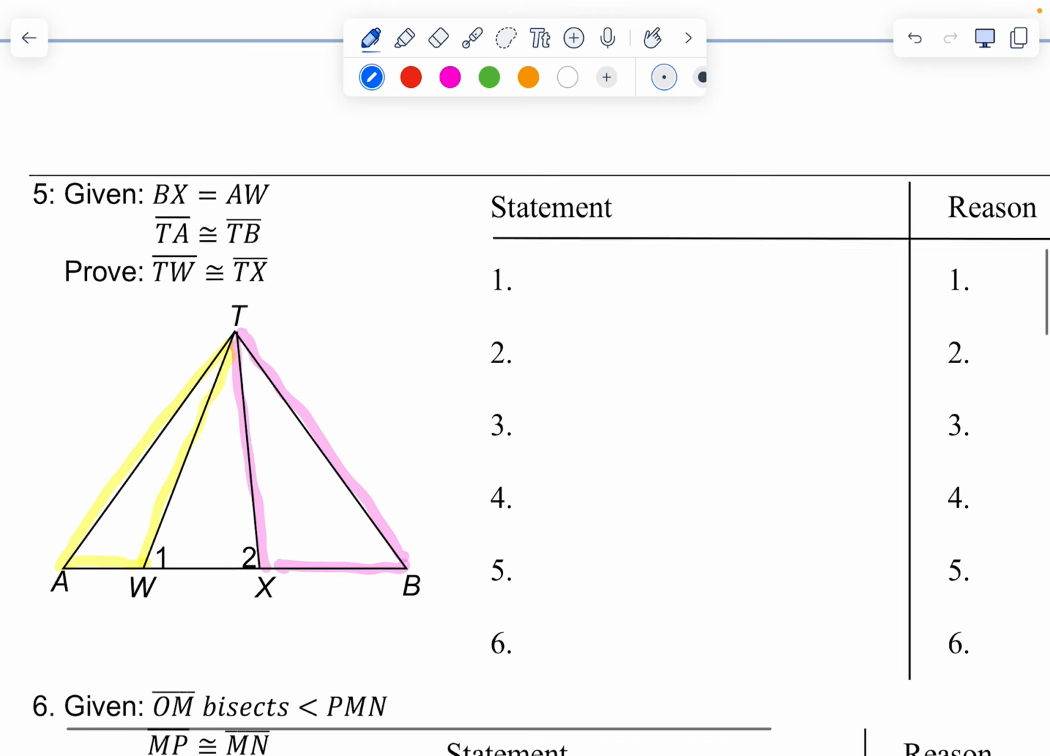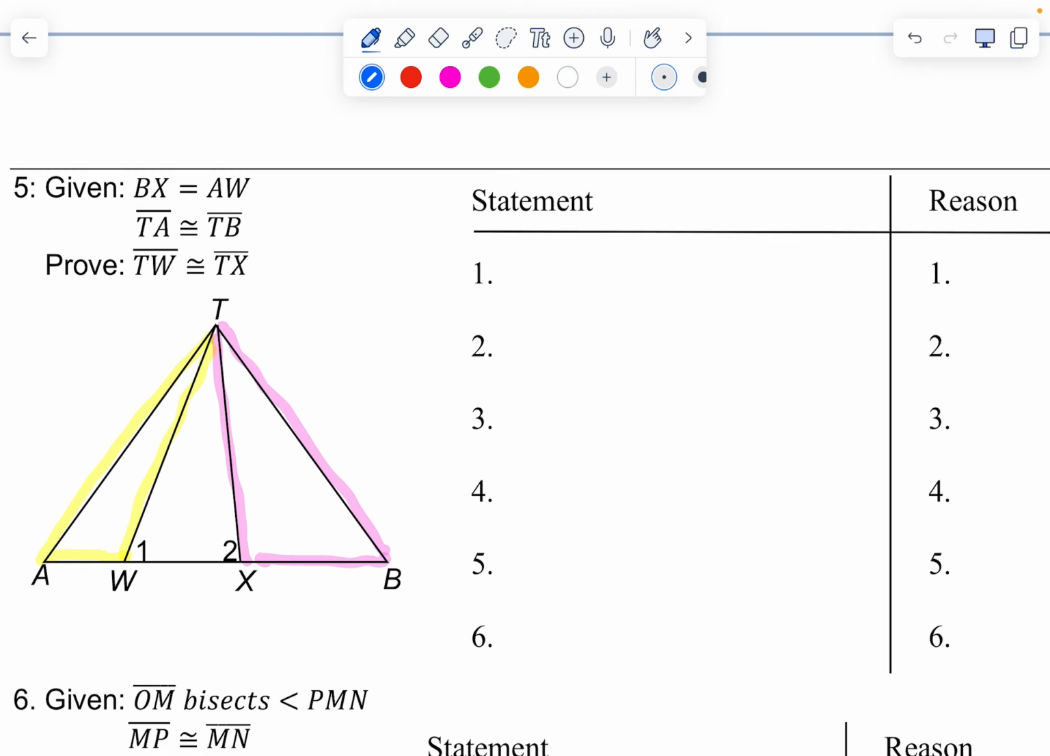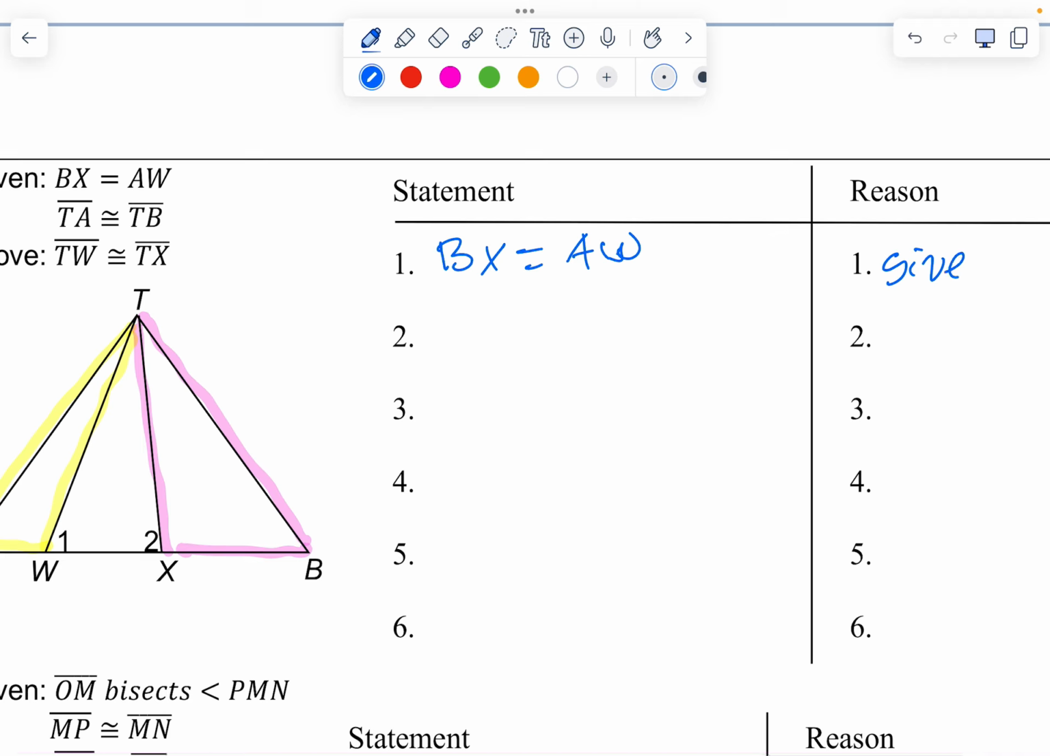Let's apply that. So let's start by writing out BX is equal to AW. I did not say congruent yet. That's by the given. And then I want to translate this into a picture. So segment BX is now what?